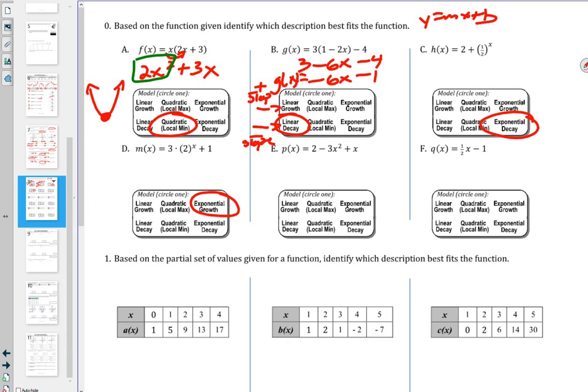How about E? It's definitely quadratic, but even though the terms aren't in order, look at what's in front of the square, a negative 3. This parabola is going to face down. If the parabola is facing down, where's the vertex going to be? If we have a downward facing parabola, where's the vertex? A max.